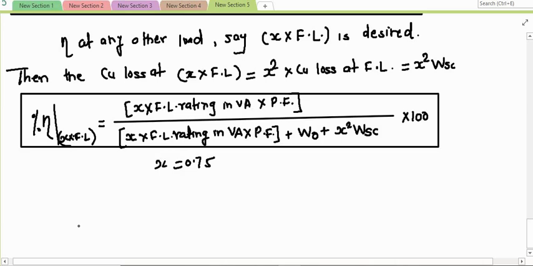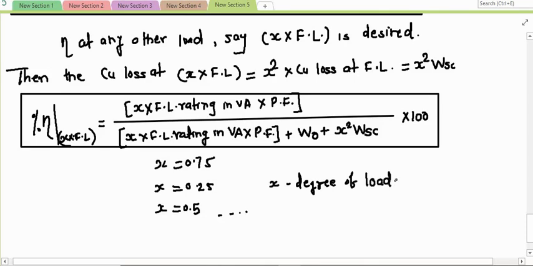So students, it should be remembered that at 25% of load, the value of x will be 0.25. At 50% of the load, the value of x will be 0.5, and at 75% of the load the value of x will be 0.75, and so on. So the factor x is sometimes called the degree of loading. X is nothing but the degree of loading, means how much load you are putting on the transformer.